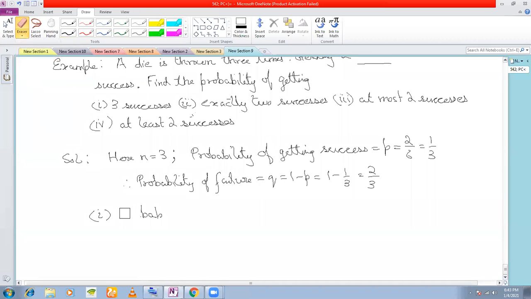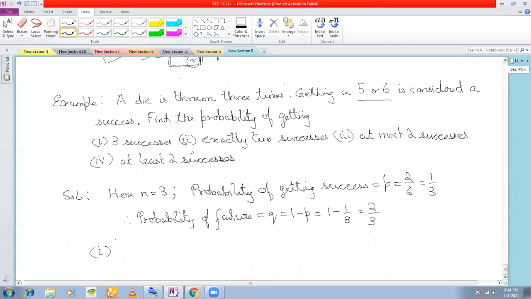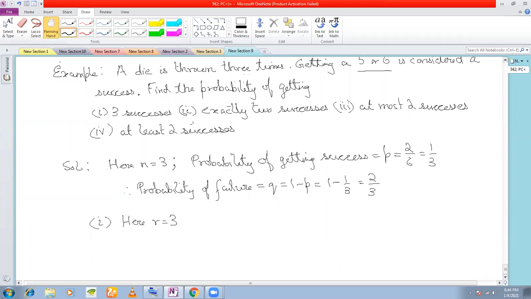First, look at the formula. In this formula, how many successes are there? There are r successes, right? So if you're getting 3 successes, that means r must be equal to 3. You're getting all 3 successes. That means trials are also 3 and successes are also 3. So here r is equal to 3. So write here r is equal to 3. Now just put it in the formula.